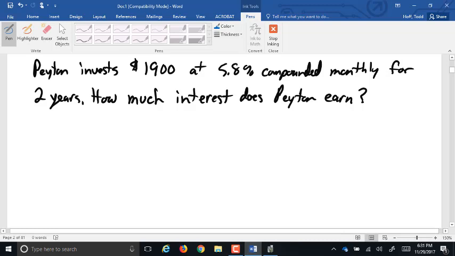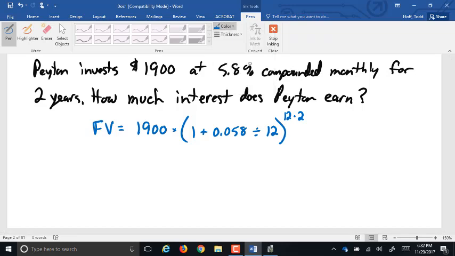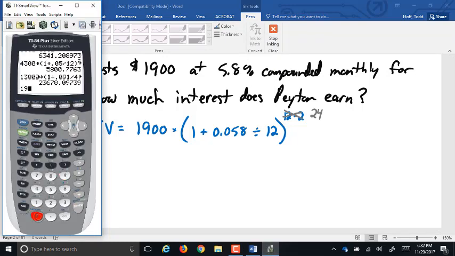We have to find our future value, which is going to be our $1,900 present value times (1 plus 0.058 divided by 12, because it is monthly) to the power of 12 times 2, which is 24. So I'll put the 24 in there. When we punch this in, it's 1,900 times, parentheses, 1 plus 0.058 divided by 12, close my parentheses, the power of 24.